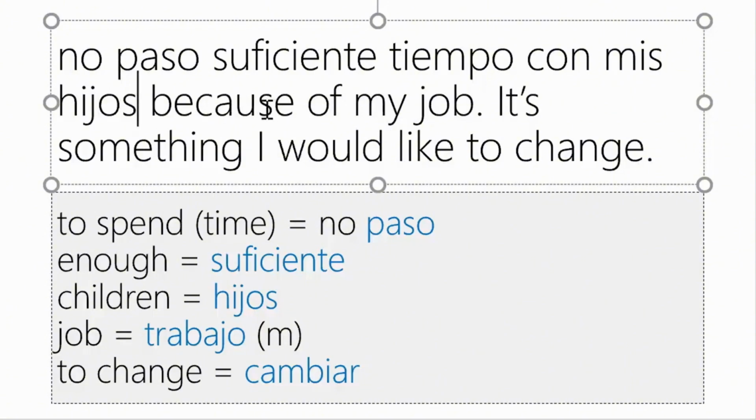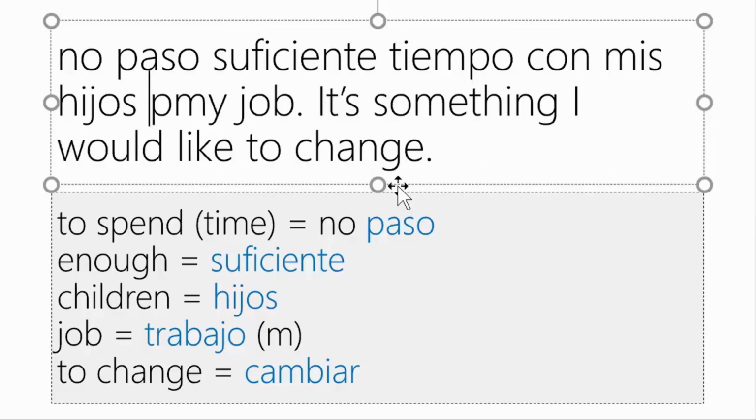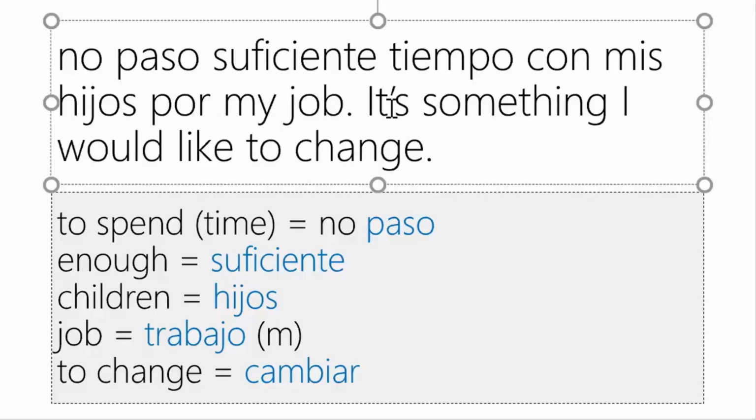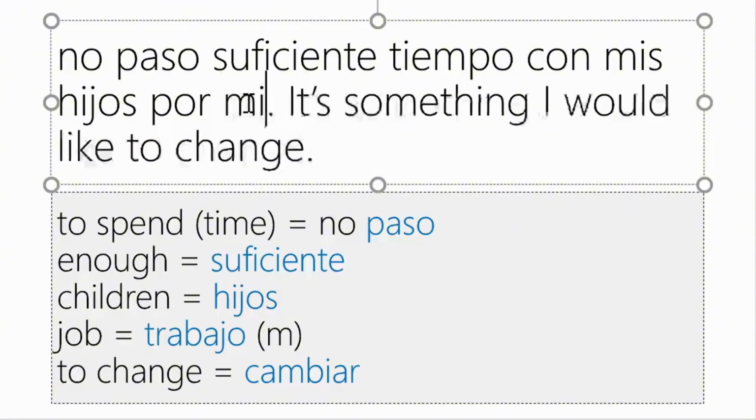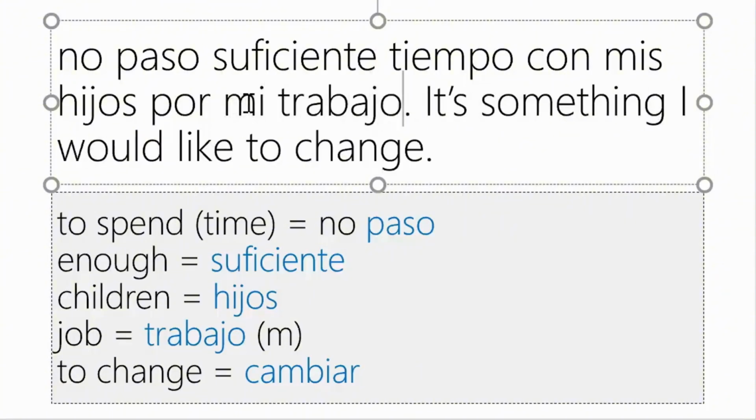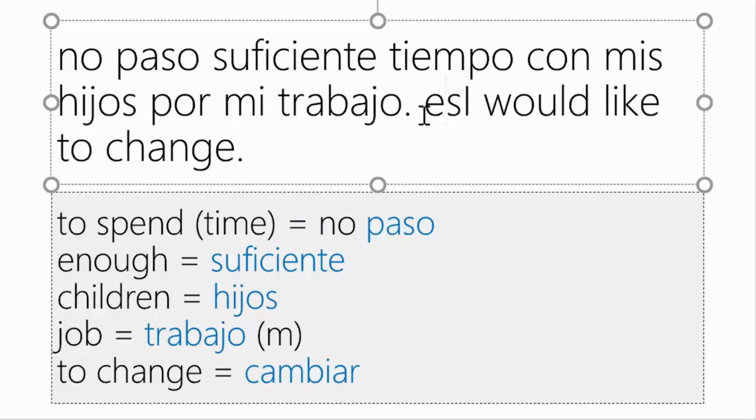Now we have in English this combination of because of, and we know in Spanish we'll use por in this situation. So the reason why I don't have enough time to spend with my children is because of my job. So por comes in here, and then my job, another possessive pronoun, mi trabajo. Then it goes on, it's something I would like to change. Now this is easier. So it's something, so es algo.